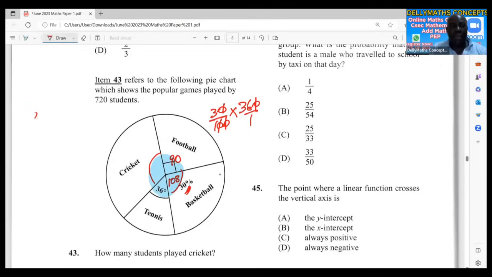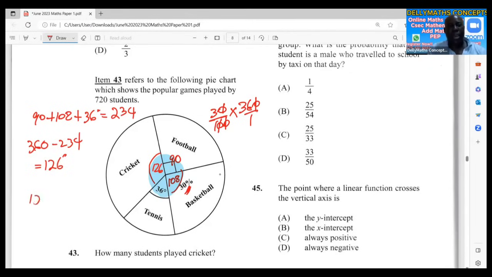So now if I add that 90 plus that 108 plus that 36 degrees, I'll have a total degree that was given. So this is 234. Let's take that from 360. We want to minus that from 360. So we're getting 126 degrees for this. This is 126. So now that I know that cricket is 126 degrees, I could say 126 out of 360, and then multiply by how many students.